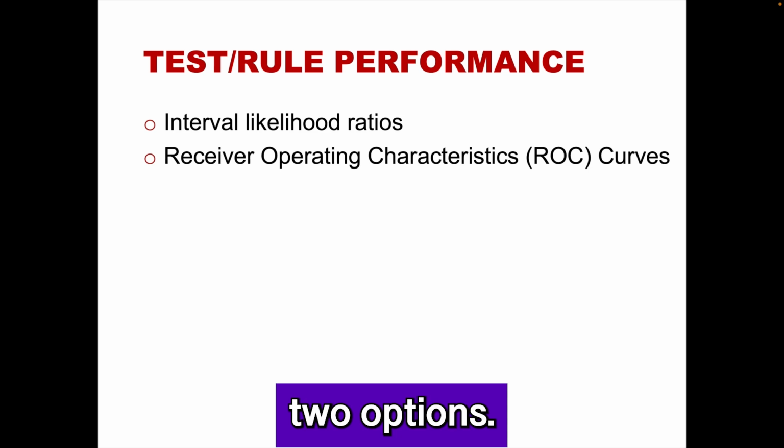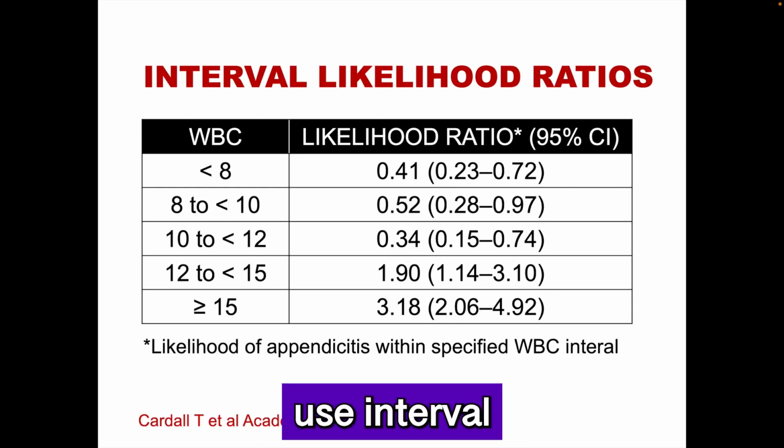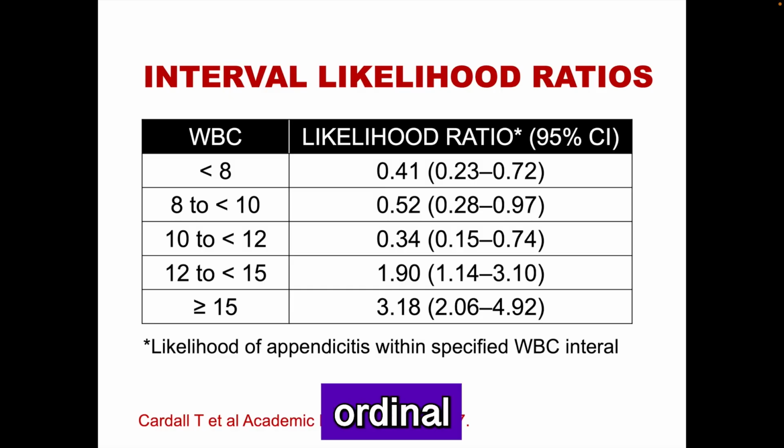We have two options. We can use interval likelihood ratios or receiver operating characteristic curves. We will briefly touch on interval likelihood ratios, then spend the remainder of the talk on ROC curves. The first approach is to use interval likelihood ratios. Interval likelihood ratios are based on ordinal categories of the test.